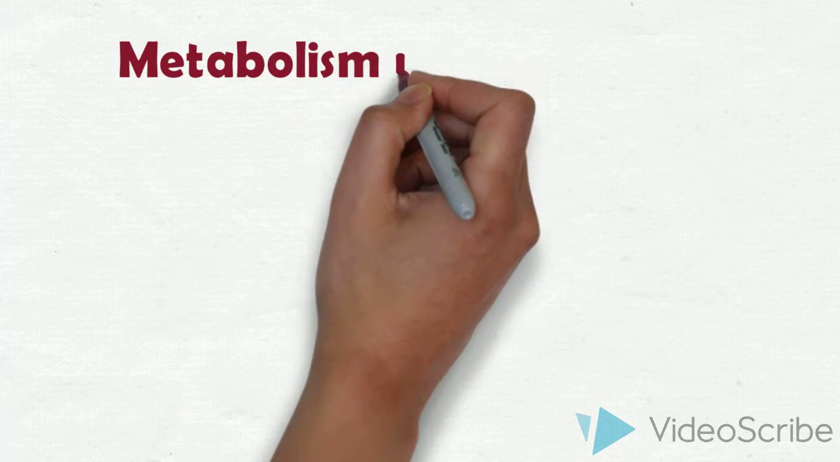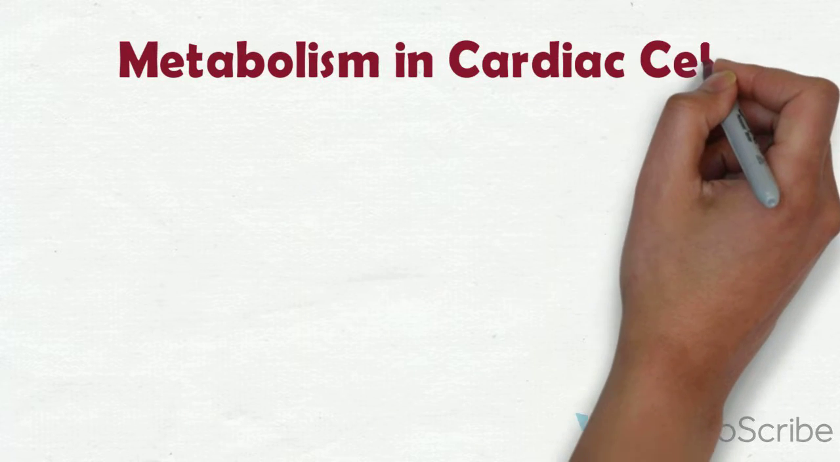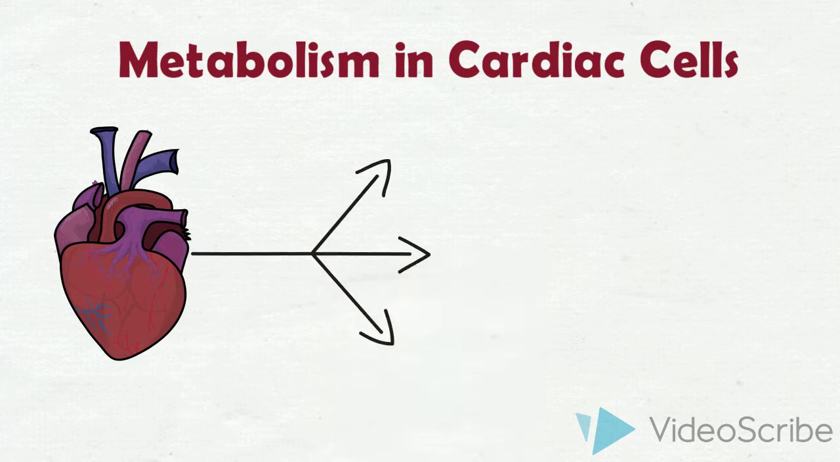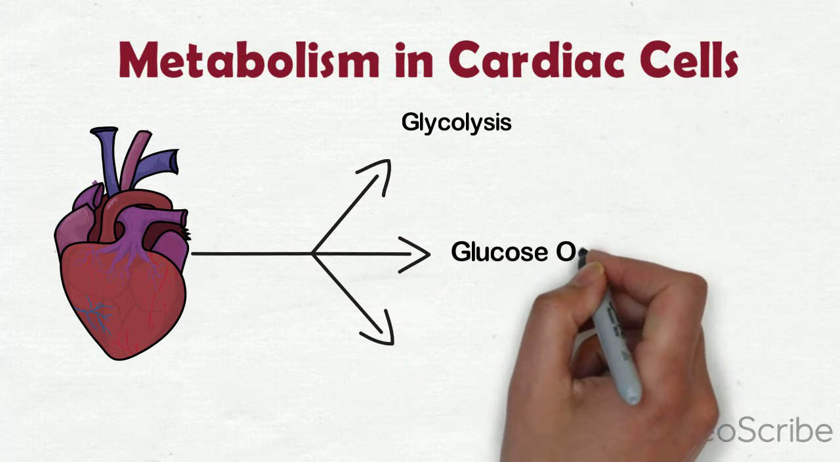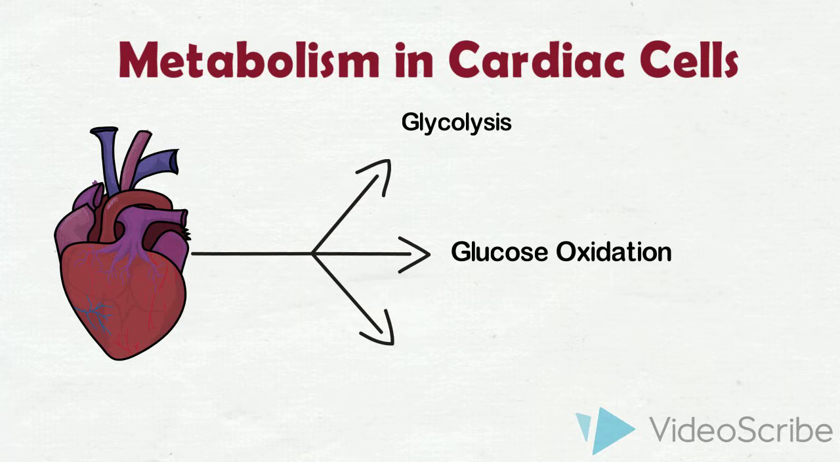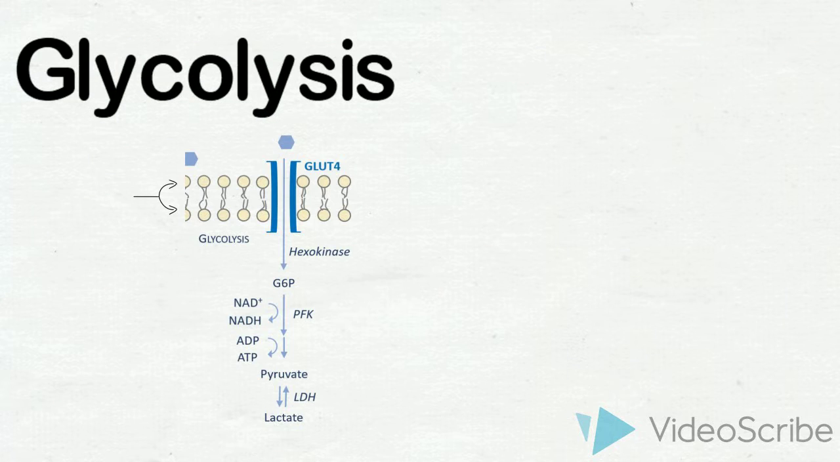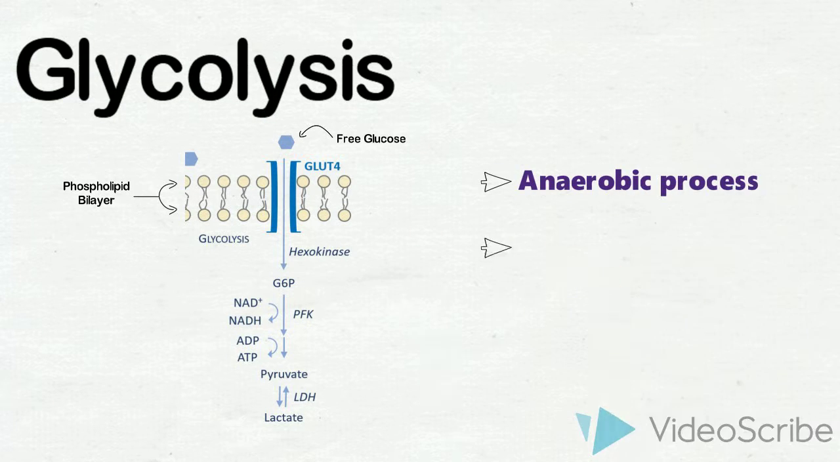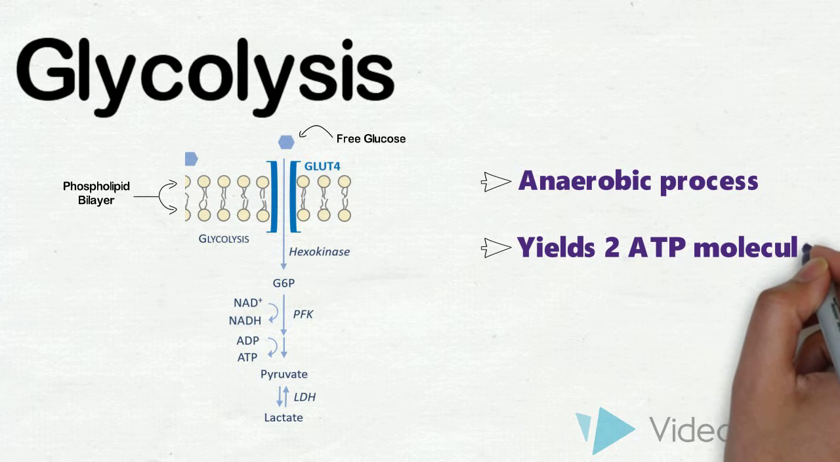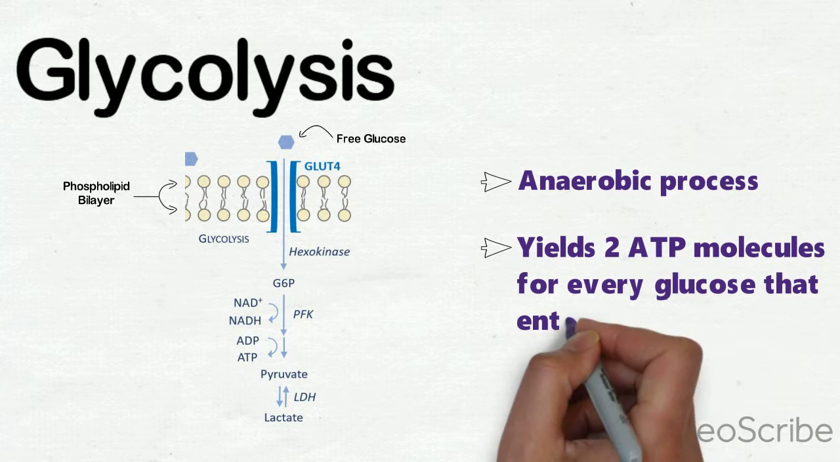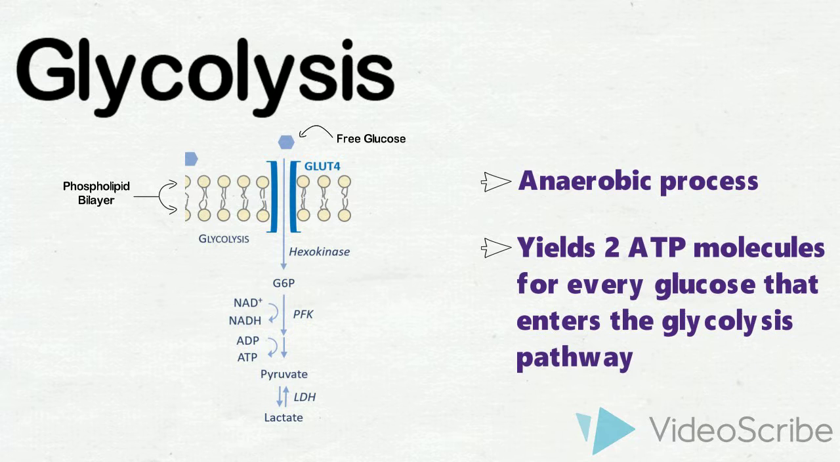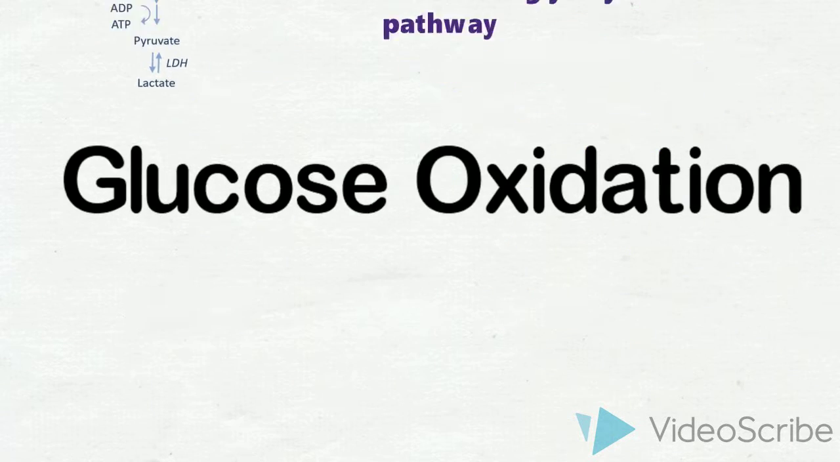Now, we will briefly discuss the fundamental metabolic pathways that occur in cardiac cells. Specifically, ATP can be synthesized by glycolysis, glucose oxidation, and fatty acid metabolism. Glycolysis is an anaerobic process. Every glucose that enters this pathway yields 2 pyruvate, 2 NADH, and 2 ATP molecules via substrate-level phosphorylation.